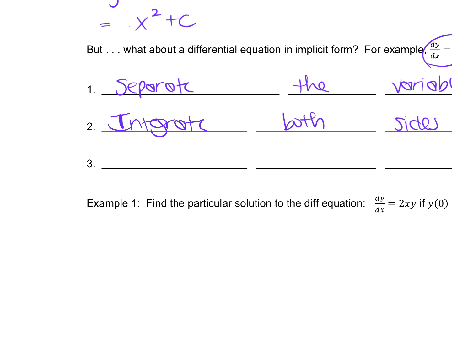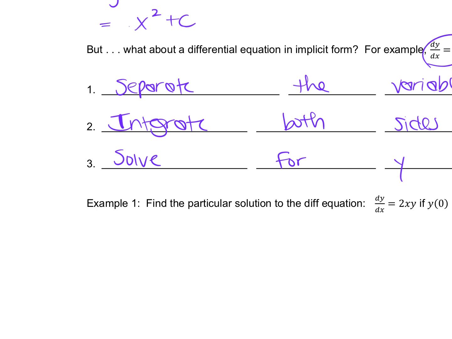So once you've separated your variables, if all your y's are on the left, you can integrate the left side with respect to y. You can integrate the right side with respect to x, all completely normally, okay? And then we end with solve for y, because of course your original equation of y equals is your final answer, always, okay?